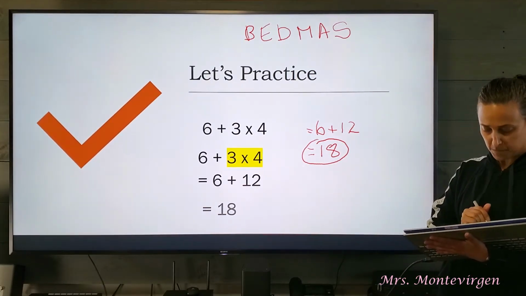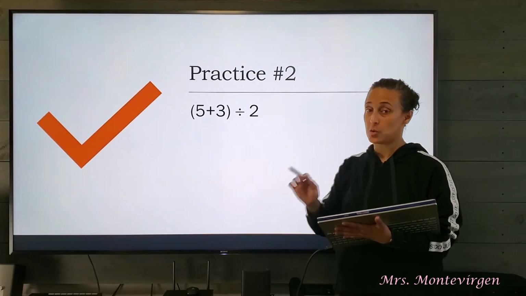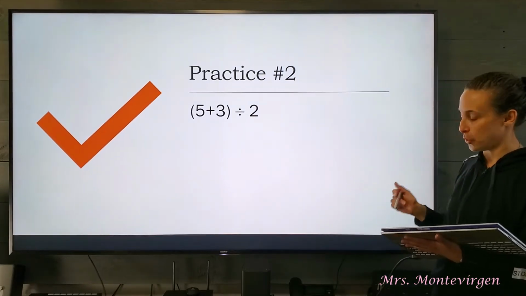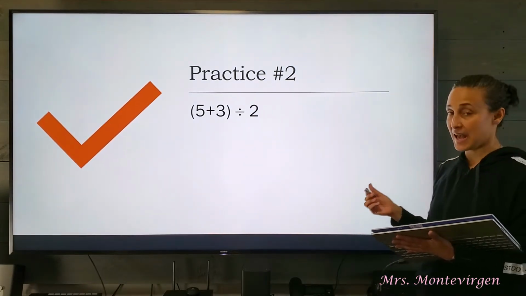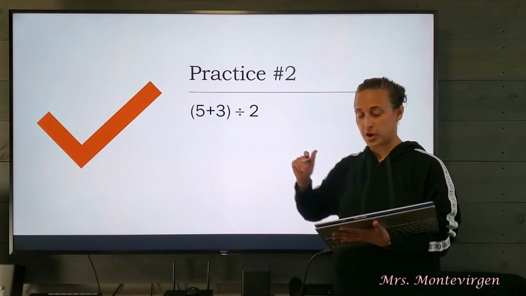Okay, now let's go on to another one. We have 5 plus 3 in brackets, so hopefully you're remembering BEDMAS. And then we're going to divide our answer by 2. So if you remember BEDMAS, again, B stands for brackets. Anything in brackets goes first. And that's what I have here.